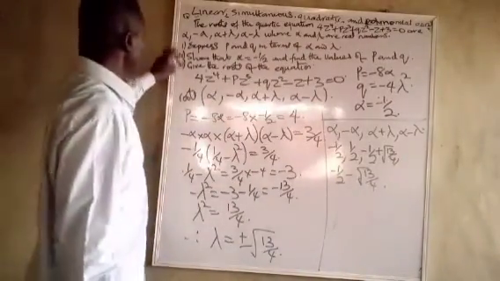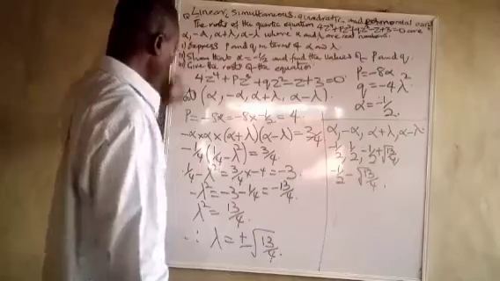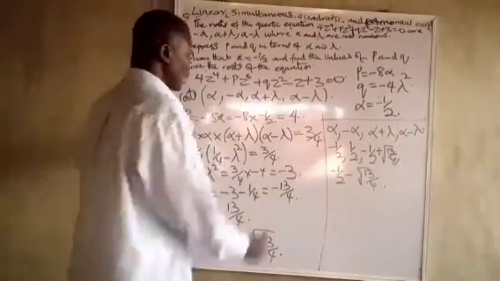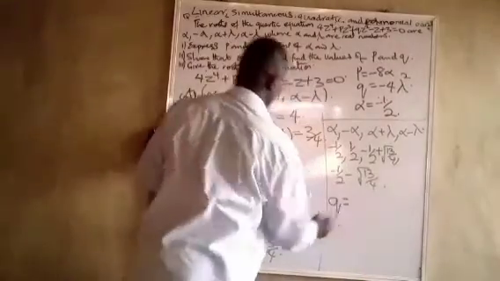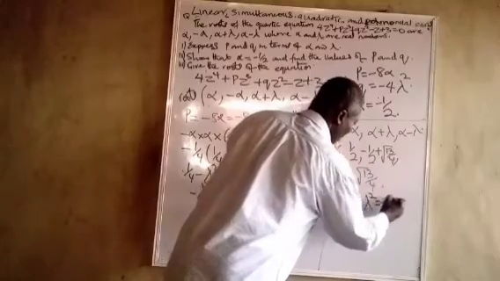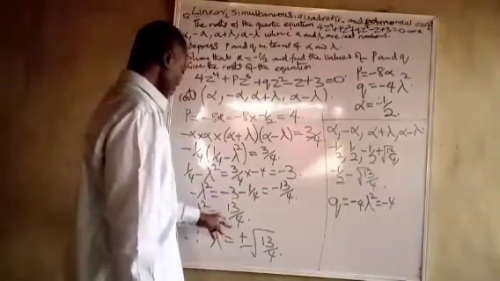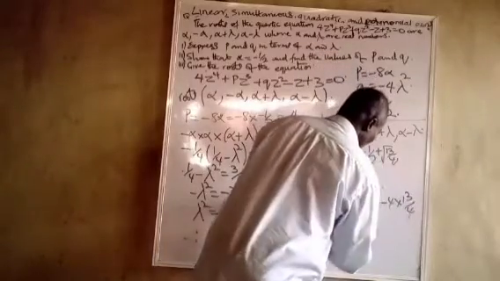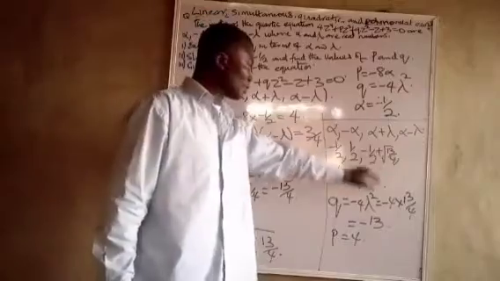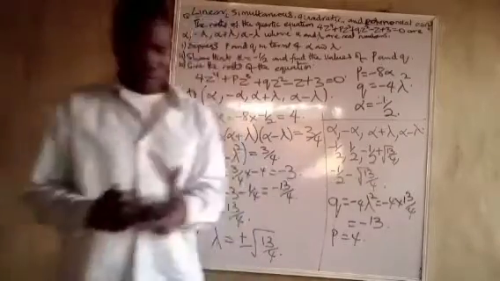So you have been able to do this one. You have been able to get these ones too. I got p, and q will also be equal to minus 4 lambda squared, which is minus 4 times 13 over 4, and that will be minus 13. So q is minus 13, p is 4, and the roots are minus half, half, minus half plus root 13 over 4, and minus half minus root 13 over 4.